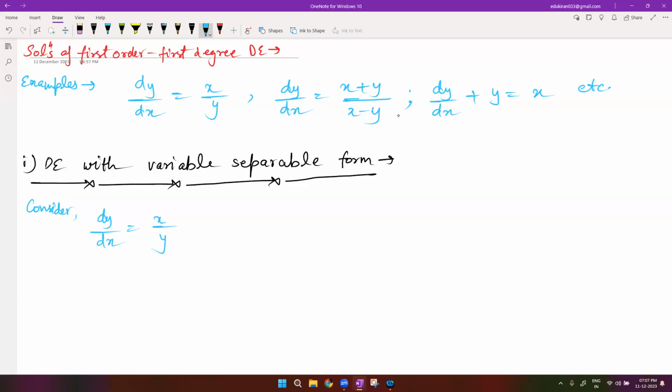Okay, now listen to me. Whatever theory I have discussed, how do we do that? Like in this case, if you observe, on one side we have dy by dx, on the other side we have x upon y. So what I am doing is taking dx to the right hand side and y to the left hand side, right? So it can be written as y into dy is equal to x into dx.